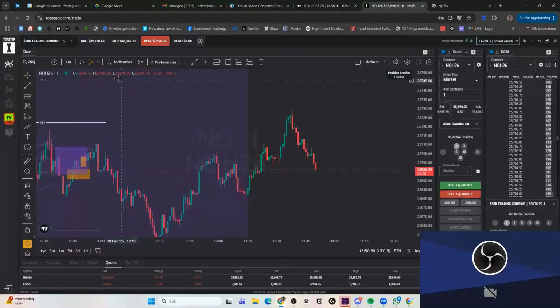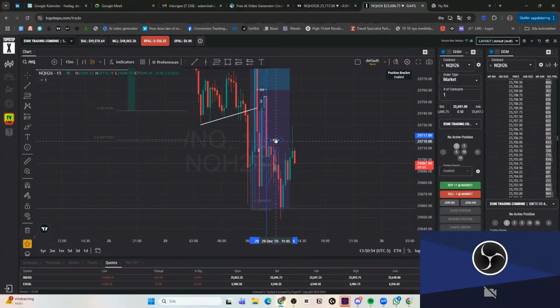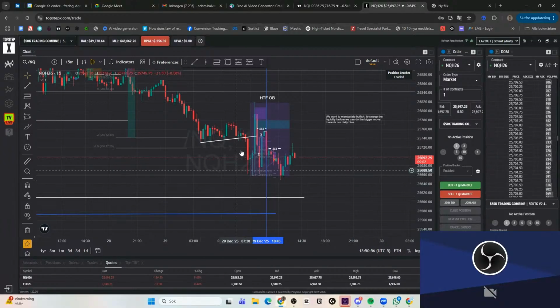Yo, good setup in common. This is what we've been waiting for all day. Got the order block finally, right there. Validation, sweep liquidity. Now we're looking for a lower time frame order block from this order block.